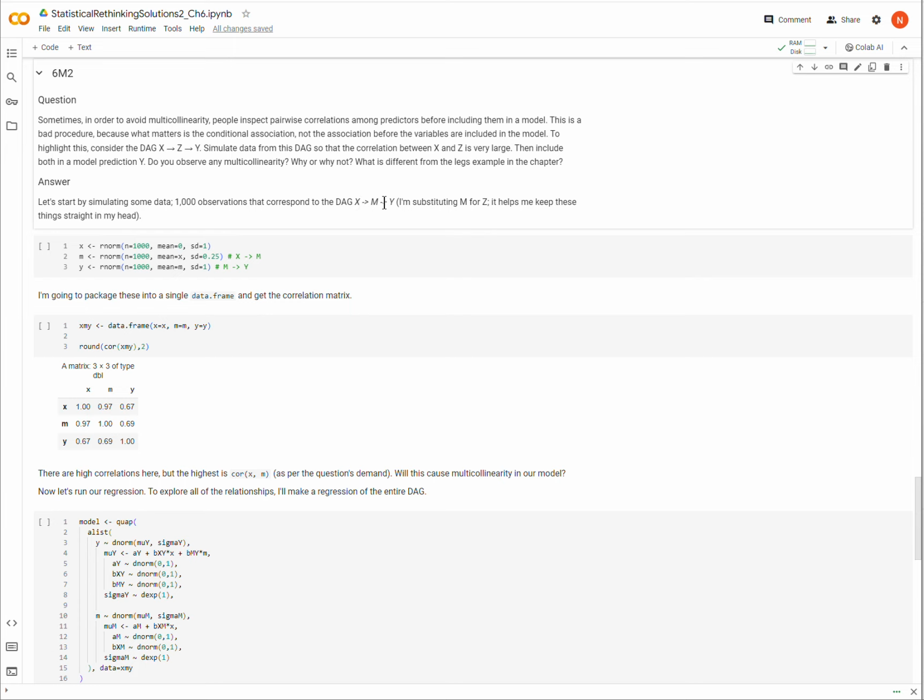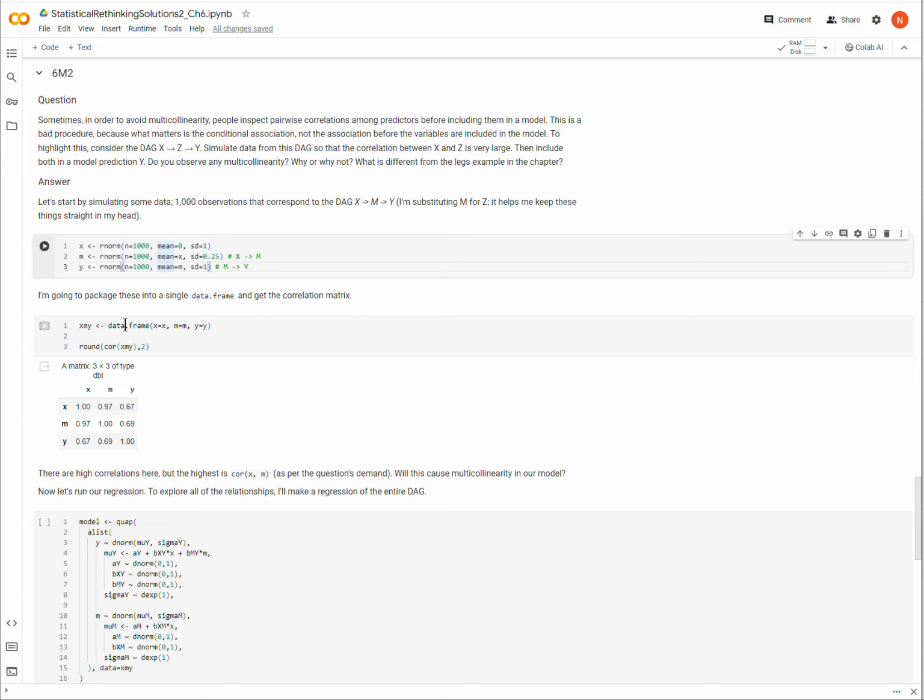I'm going to use the variable m instead of z because it helps me keep these things straight in my head. I'm simulating data, so I have x, which is not attached to anything, its own randomly created values. Now I have m, where the mean value of m is x, plus a standard deviation. Then I have y, and again the mean value of y is m. Hopefully you see how that reflects the x to m and m to y pipe.